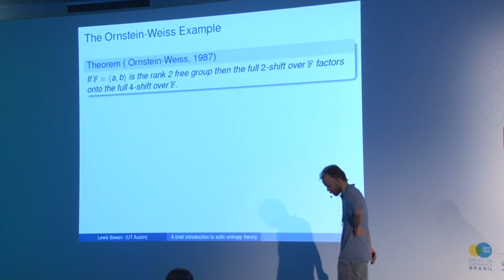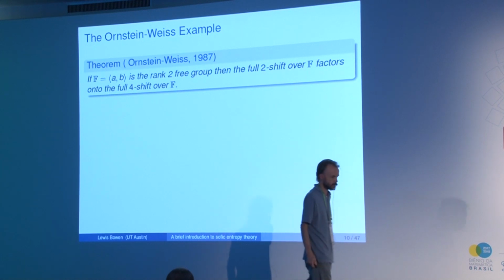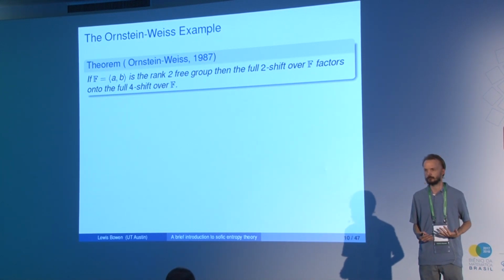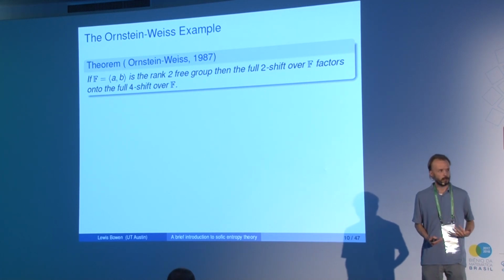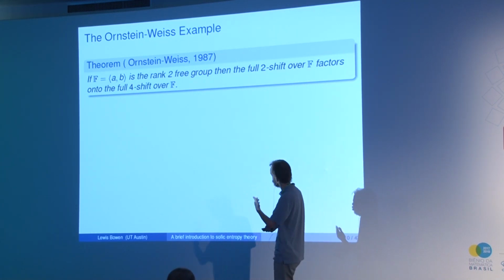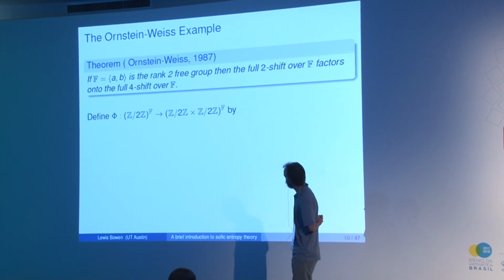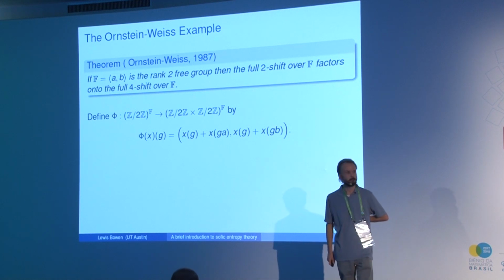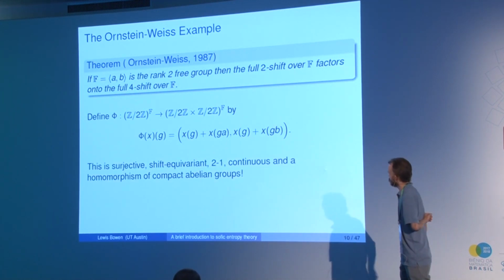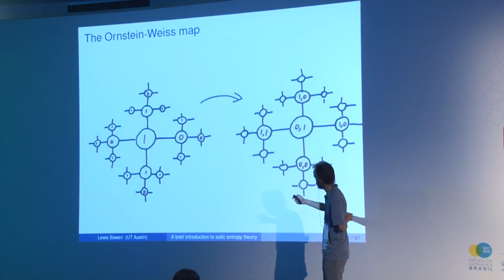But Ornstein and Weiss showed in 1987 that in the case of the free group, in fact, the 2-shift factors onto the 4-shift. But this doesn't contradict anything because at this point in time, there's no entropy theory. And in fact, the map is very, very simple. I'll explain it in a moment. Actually, let me just explain it right now. Here it is in pictures.